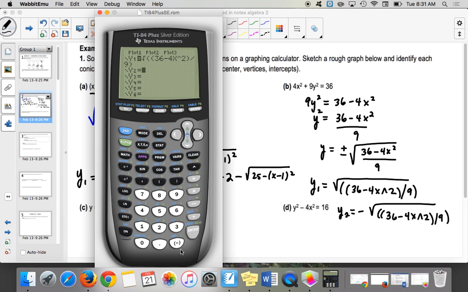Then we're going to do the same thing, but notice I'm using this negative out here. Okay, so there is a difference between the negative and the minus sign. So if you're reading it and you say negative square root of blah, blah, blah, it's the negative sign. So I'm going to do negative and then square root of 36 minus 4x raised to the 2 divided by 9, like that. And then I hit graph.